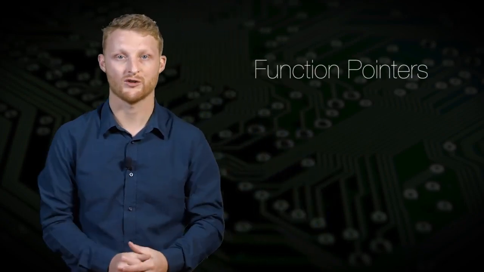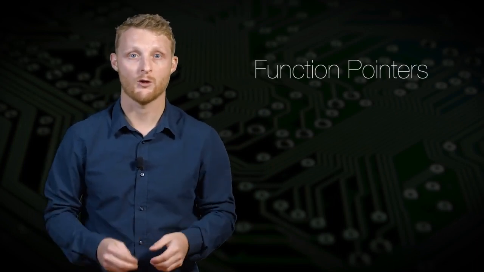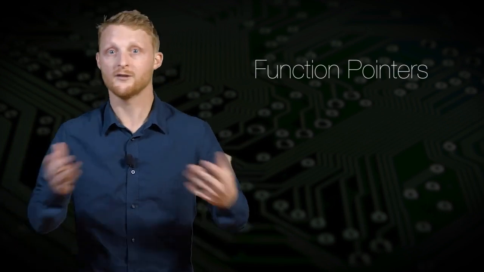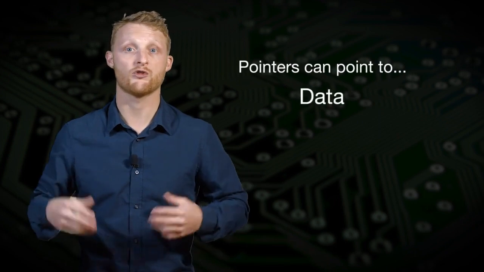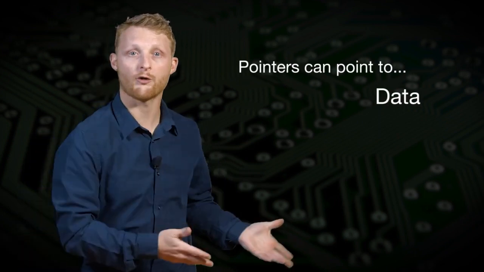In this video, we will learn how to create and use a function pointer. In C programming, we have many different types of pointers. We have integer pointers, floating point pointers, structure pointers, and double pointers. All of these pointer types point to the same underlying item, which is data. The data we have pointed to is either data memory or peripheral memory.